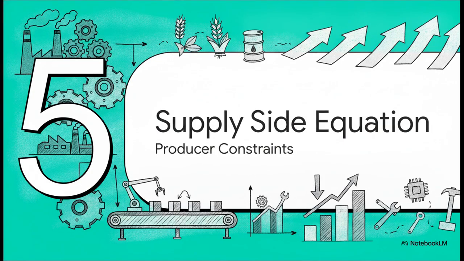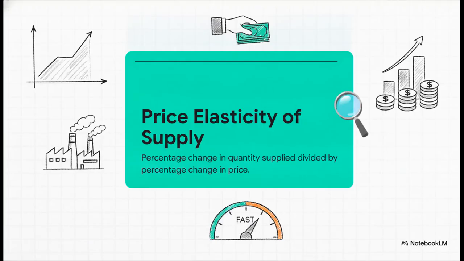Now let's completely flip the script. Section 5, the supply-side equation and the constraints producers face. While demand is all about us, the buyers, price elasticity of supply, or PES, looks at the folks actually making the stuff. It's the percentage change in the quantity supplied divided by the percentage change in price. In everyday language, it just measures how fast and efficiently a company can ramp up their production when market prices spike so they can actually cash in on those higher potential profits.